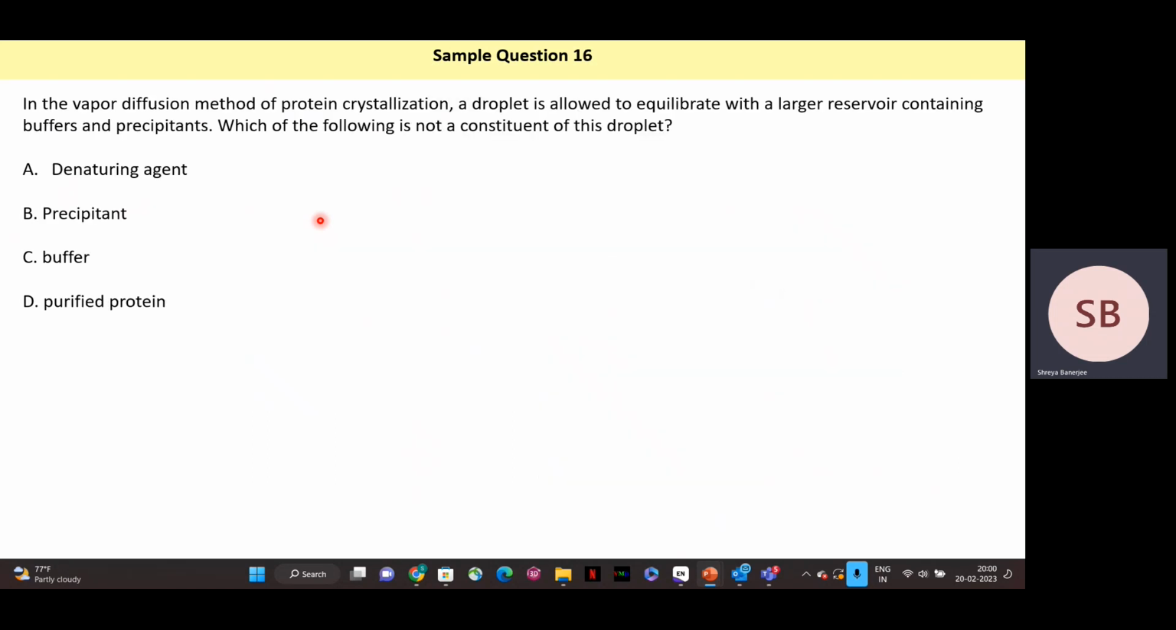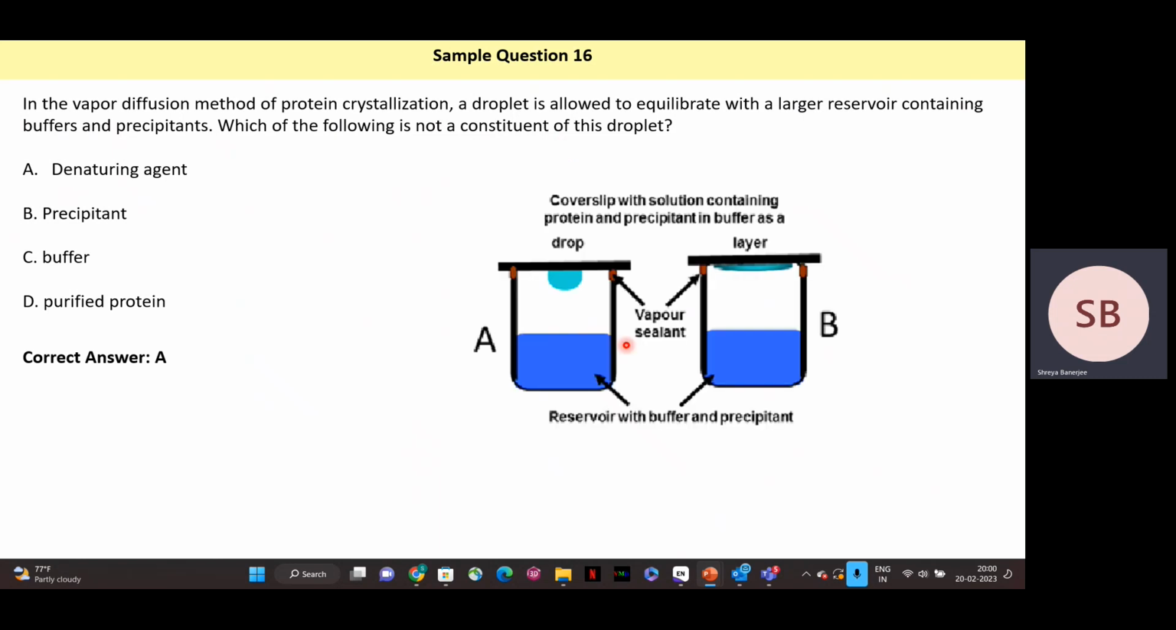And we have the final question for today: in the vapor diffusion method of protein crystallization, a drop is allowed to equilibrate with a large reservoir containing buffers and precipitants. Which of the following is not a constituent of this droplet? The correct answer is A, denaturating agent, because obviously in the drop you will have your protein, your buffer, and your precipitant, but a denaturating agent will only denature the protein. So obviously you will not have denaturating agent in the drop. So your correct answer is A.